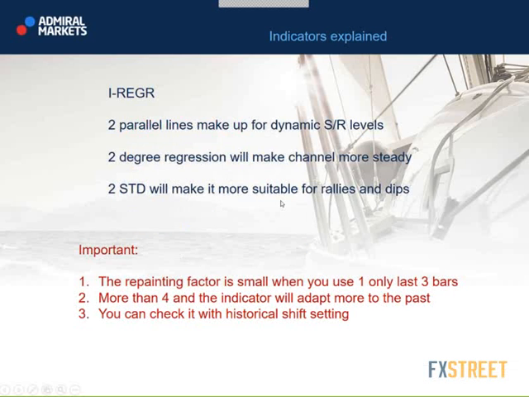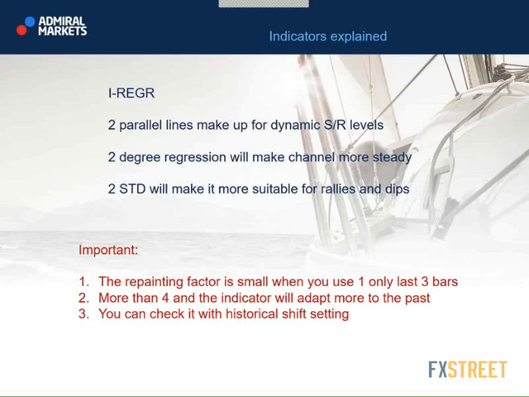Now the indicators explained. We will use I-Regression as a dynamic support resistance indicator. We use 2 parallel lines that will make up the dynamic support resistance level. It's a 2-degree regression that will make the channel more steady, and 2 standard deviations will make it more suitable for rallies and dips.